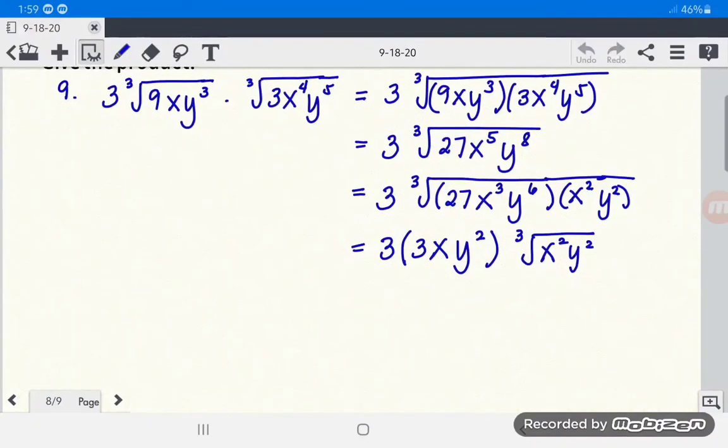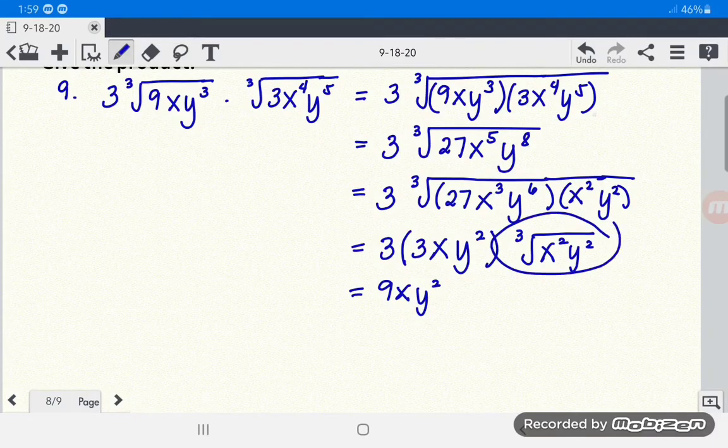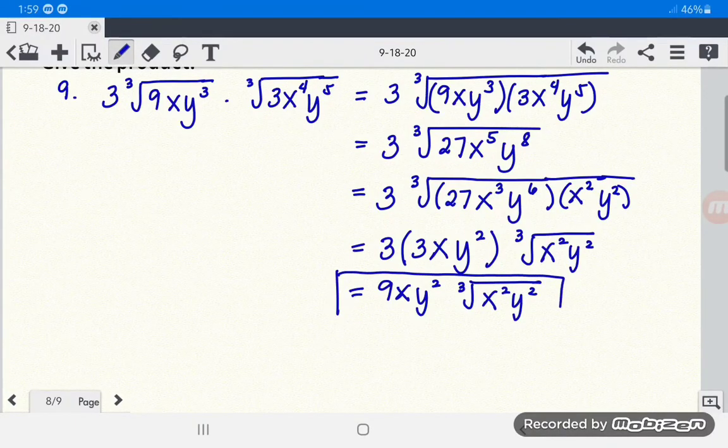Then, let us now multiply 3 times 3, xy squared. So, we have 9xy squared. Then, you will just copy cube root of x squared, y squared. Okay. So, that's it for number 9.